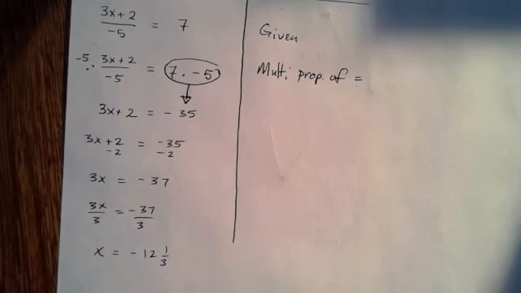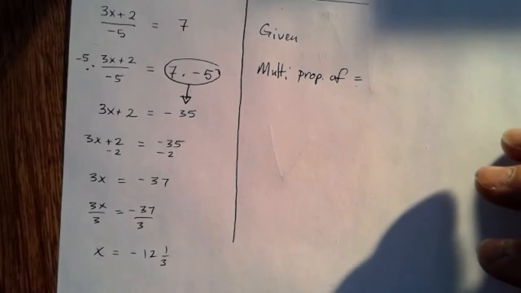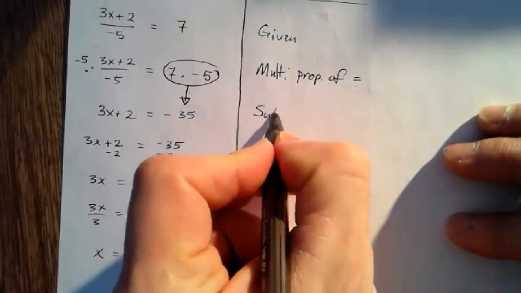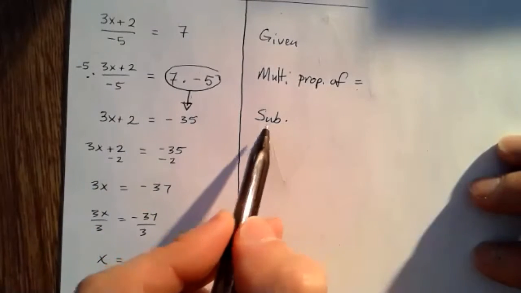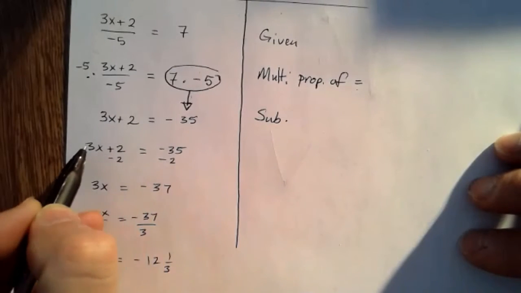This is just simplifying the previous step. And then what do we do next here? Well, substitution of property. Yeah, I did substitution between here and here, so I write substitution. But what do I do here?